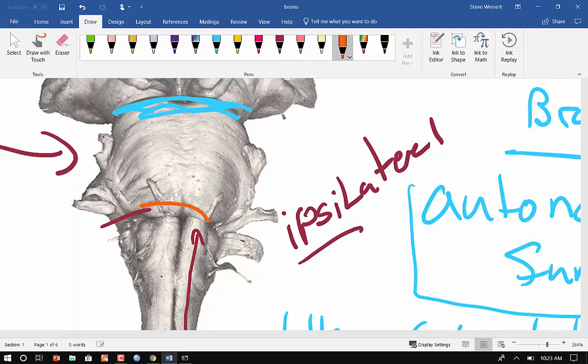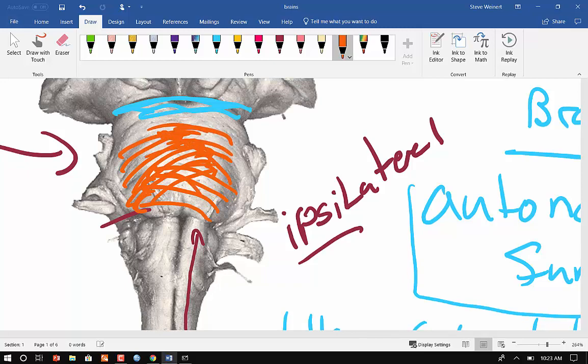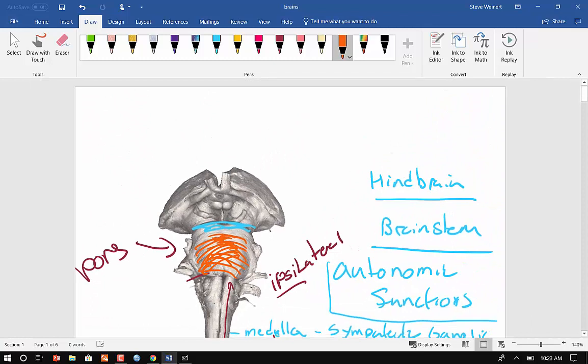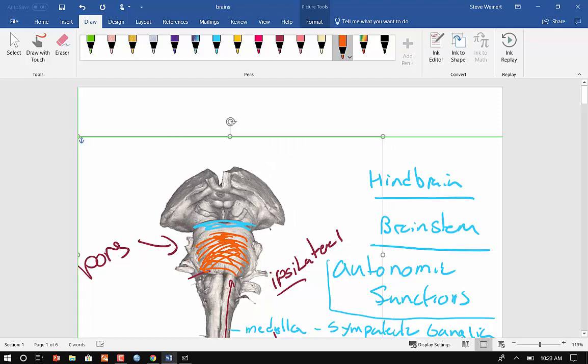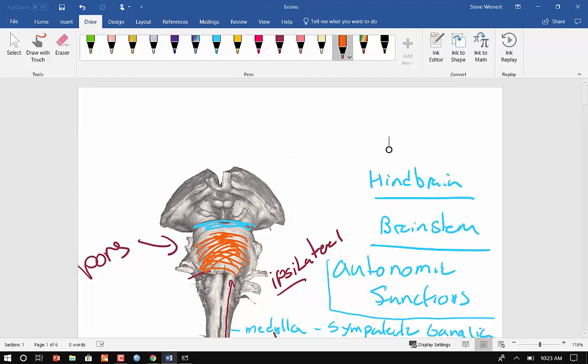Look at the neurons. Can you see them going across? Well, yeah, so all these little bumps and grooves seem to be going side to side across, like this. So the pons is contralateral.